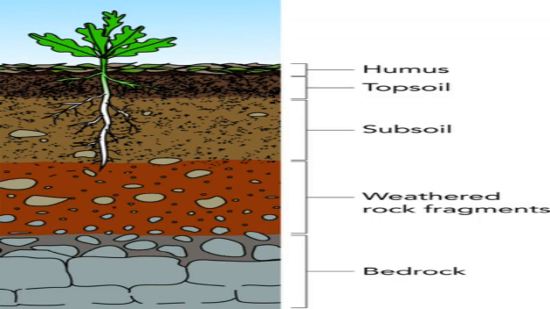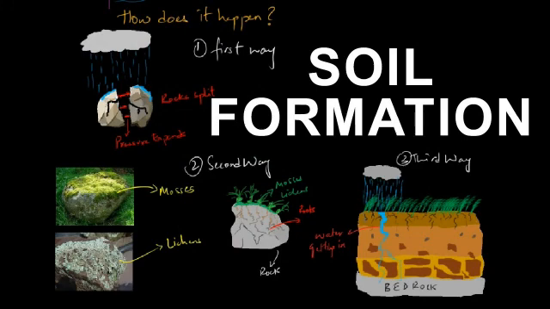The main minerals in the soil are derived from the rocks. That is why soil in different regions is different. The color and the texture of soil are both determined by the bedrock. Now we will look at the process of soil formation. The soil on the land is formed by a natural process.